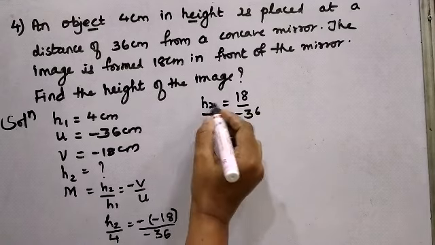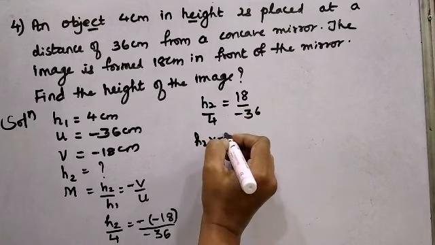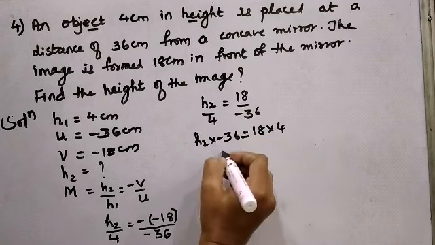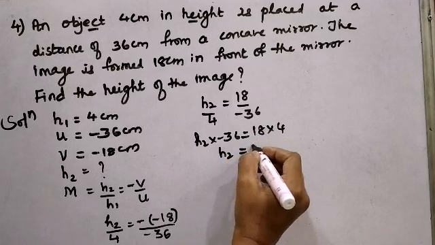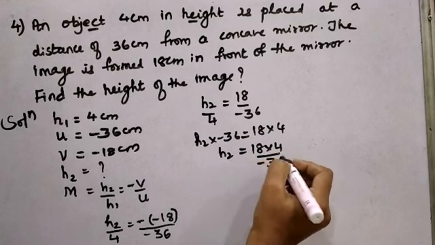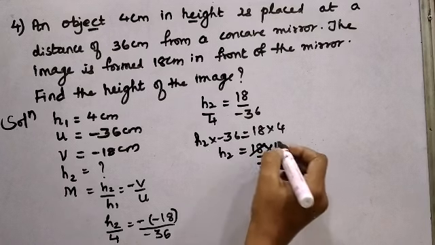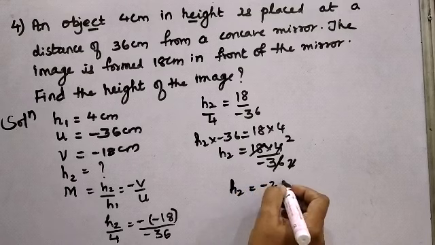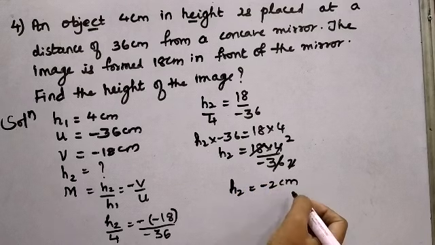We cross multiply now. h2 into minus 36 is equal to 18 into 4. So h2 is equal to 18 into 4 upon minus 36. 18 ones are 18, twos are 36. 2 ones are 2, twos are 4. So the height of the image will be minus 2. h2 is equal to minus 2.